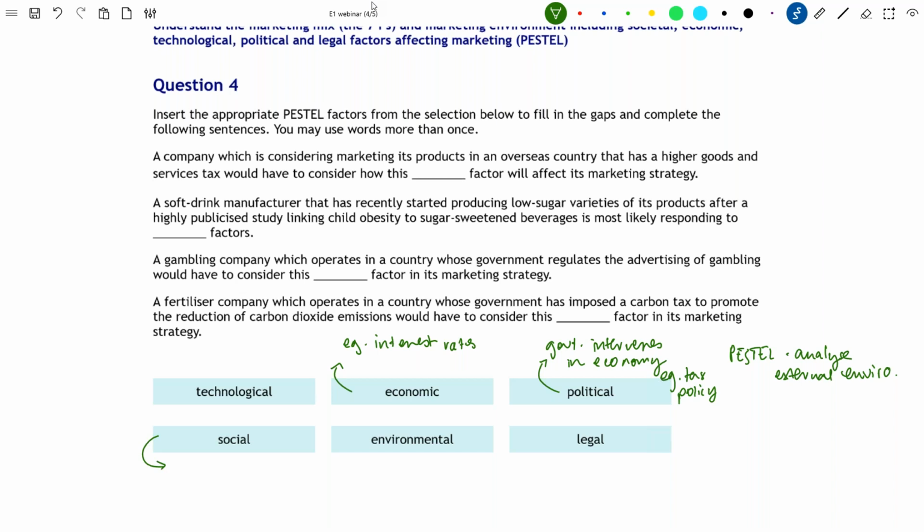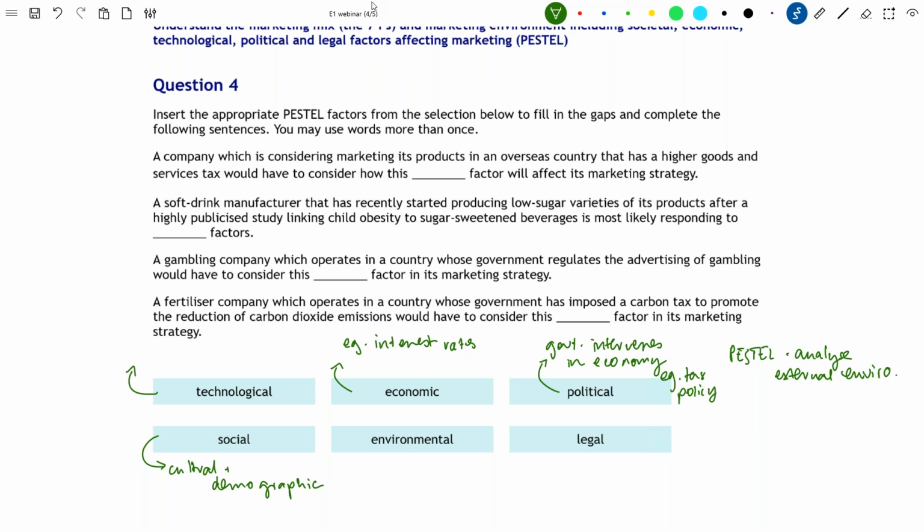So social includes cultural and demographic aspects in a population. So cultural and demographic. So it's things like population growth rate, age distribution, career attitudes, things like that. And these are social trends which are going to affect the demand for a company's product. So that's social, and next we'll look at technological as our T.